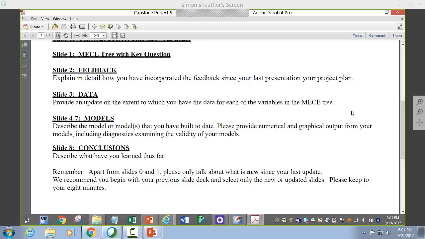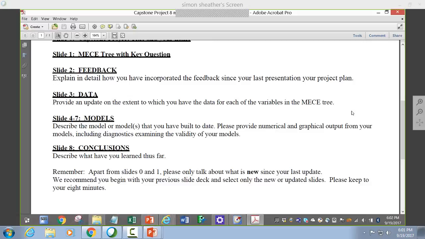So you might be doing a time series project and you have data up to the end of August 2017, and you're going to add more data. Okay, that's fine. What models have you built? In particular, we're always interested in the validity of these models, so let's see some output which demonstrates that the models you are fitting are valid. If there are some invalidity issues, that means we need to modify the model. And then what have you learned thus far?